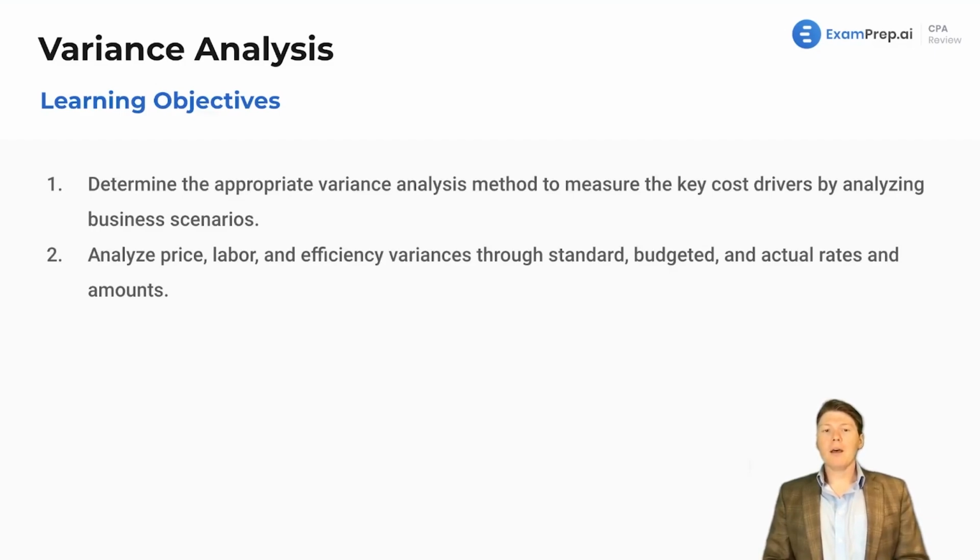Important, but simple. We want to determine the appropriate variance analysis method to measure the key cost drivers by analyzing business scenarios. So again, labor, we expected to pay $13 an hour. We actually had to pay $15 an hour, or it took us 80,000 hours to complete all the units, and we expected it to be 70,000.